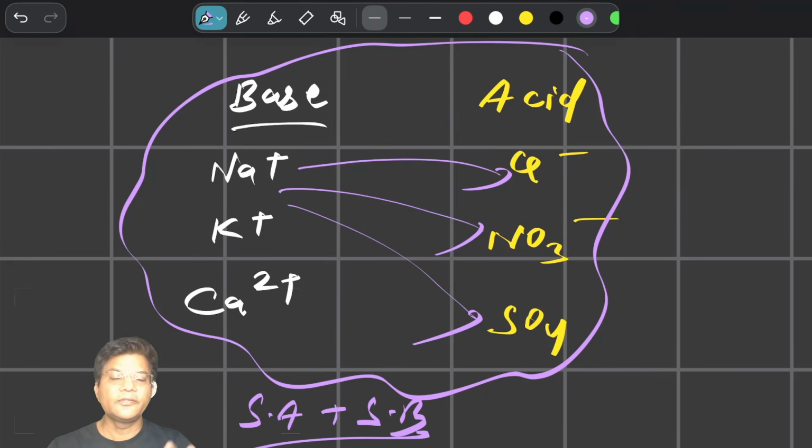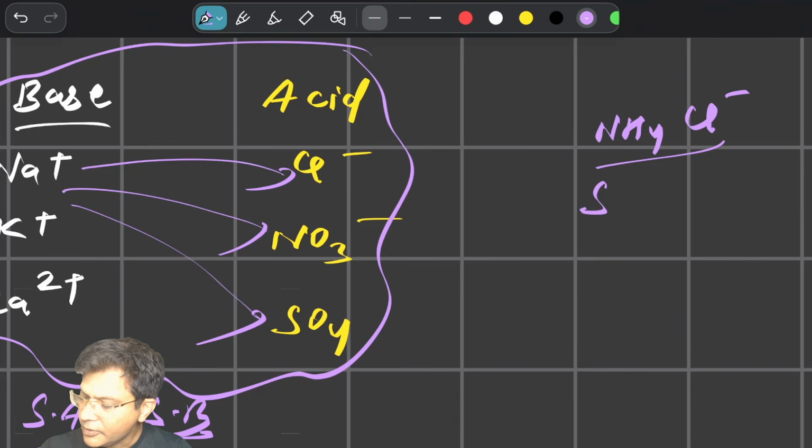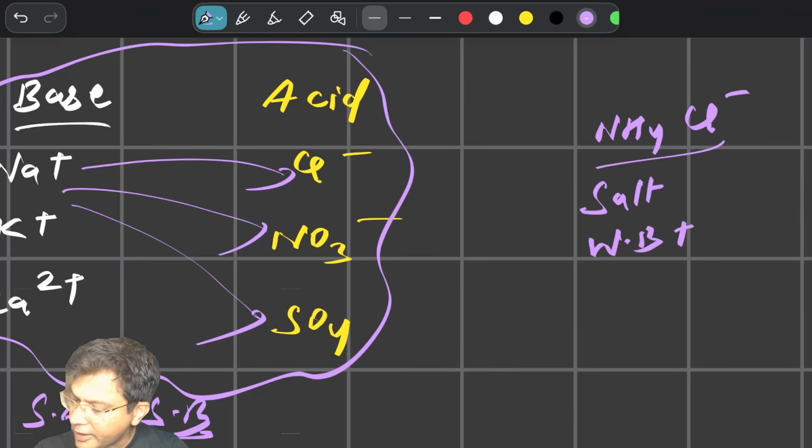Now, if the cation is missing, that means anything that is formed is missing that cation. Suppose I say that I am forming ammonium chloride. Now ammonium is not from that, so this is your salt of weak base and strong acid, because the acid part is there, the chloride part is there, but the strong base is missing.